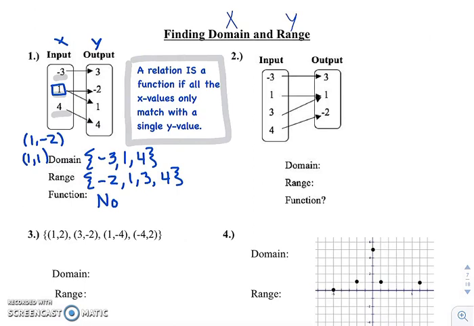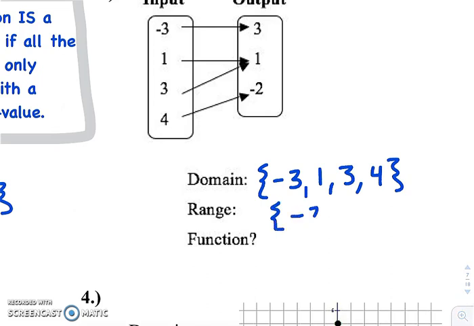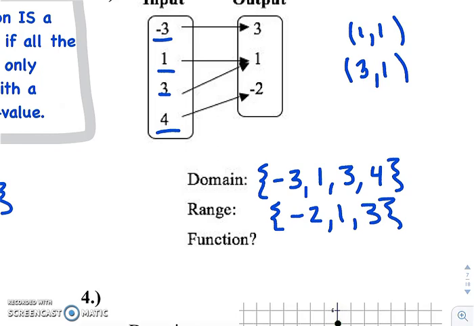So if you look at number 2, what's the domain? -3, and they actually did list them in order, so that's nice. 1, 3, and 4. Range, -2, 1, and 3. We're just looking at the inputs, the x values. As long as they don't go to more than 1, you're fine. And that's the case. We have 1, 1, and 3, 1. That's okay. The same y value can have more than one x value, but your x value can't match up with more than one single y value. So this relation is a function.